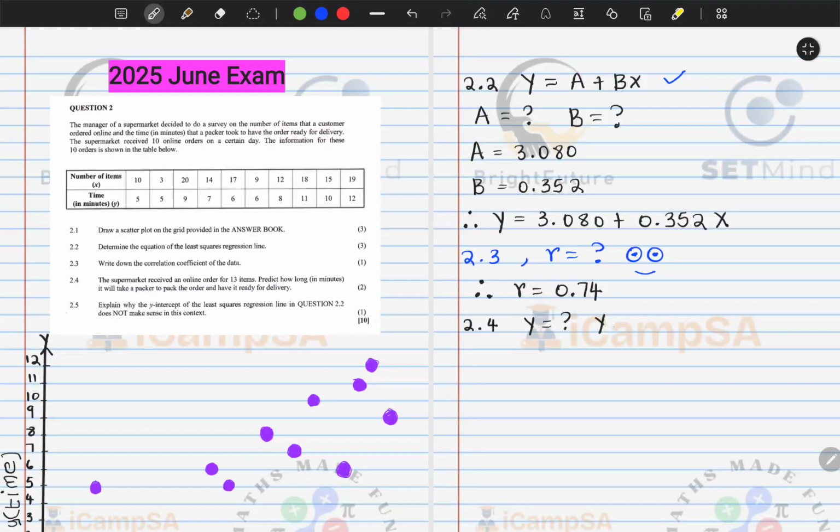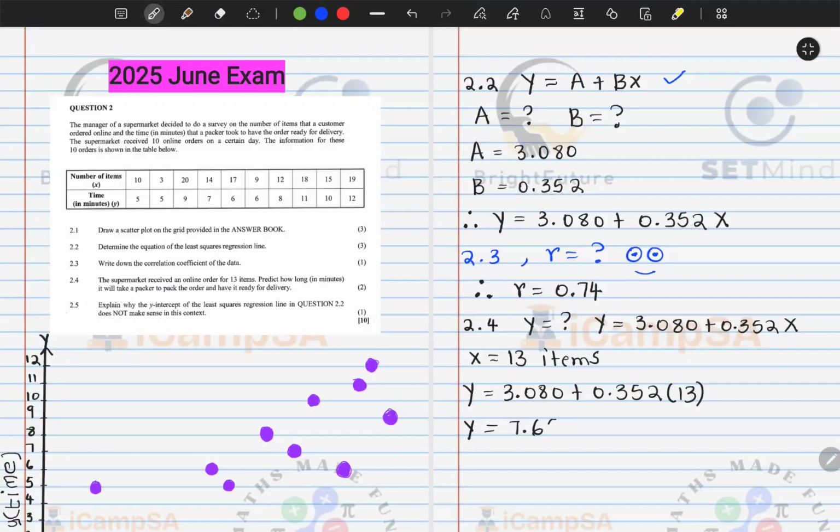Okay, so we know that our equation is y equals ax plus b, which happens to be 3.08 plus 0.352 times x. We are given that x equals 13 items. So this means we can find y by simply having 3.080 plus 0.352 times 13. I'm quickly going to use my calculator: 3.08 plus 0.352 times 13. And the answer we end up getting is y equaling 7.65.